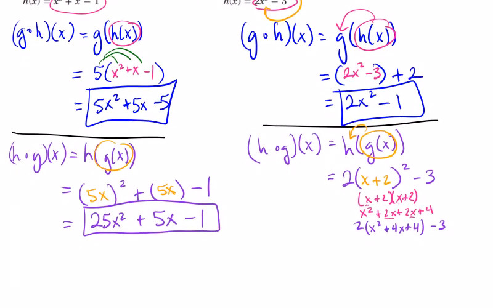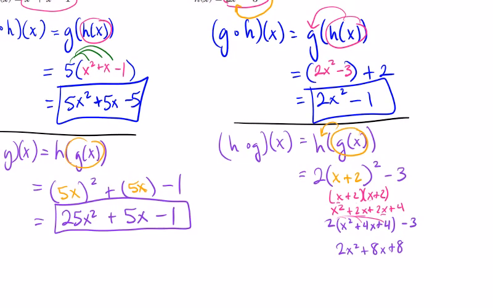So now we have to distribute. We're going to distribute this 2 to each term here. So it's going to end up being 2x squared plus 8x plus 8 minus 3. And then we have one more set of like terms to combine. 8 minus 3 is 5. So our final answer will be 2x squared plus 8x plus 5.